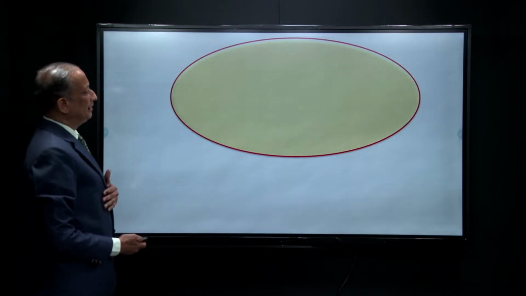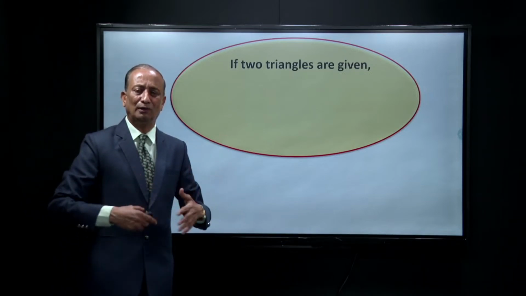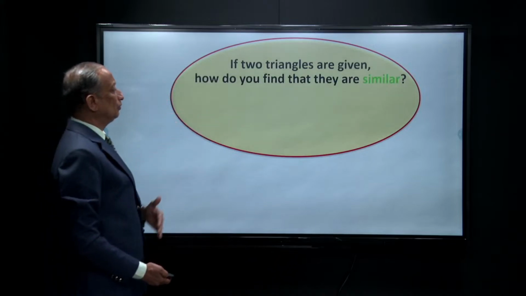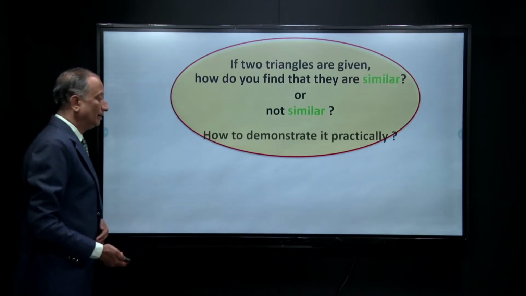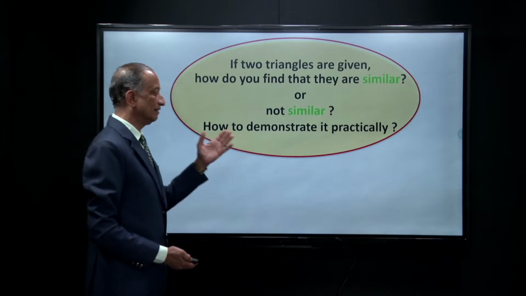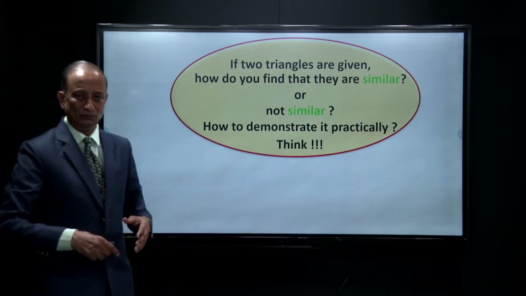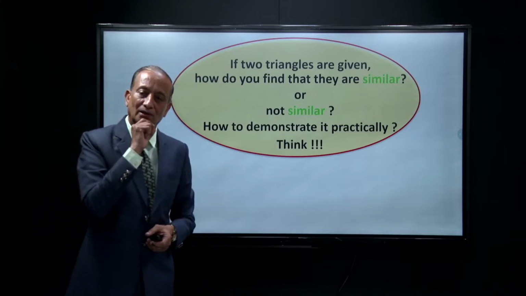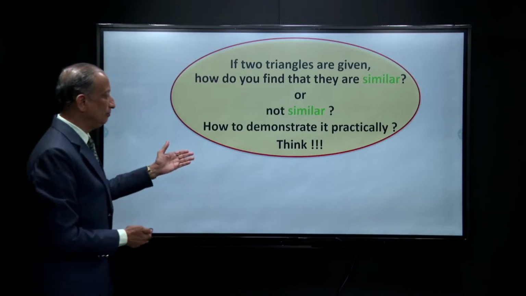Okay, children. Now here is a small question for you. We will give you pairs of triangles, 10, 15, 20 pairs of triangles, and you will be asked to find whether they are similar or not similar. How to find out or how to demonstrate this practically? Can you think for a while? We will draw them on cardboard or on the board and give them to you, and you will be asked to find out which triangle is similar to another triangle. So this is the small task that will be given to you.